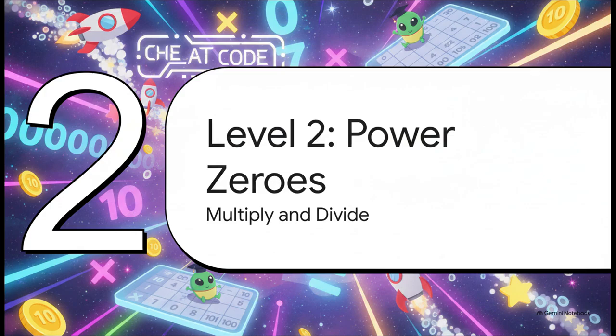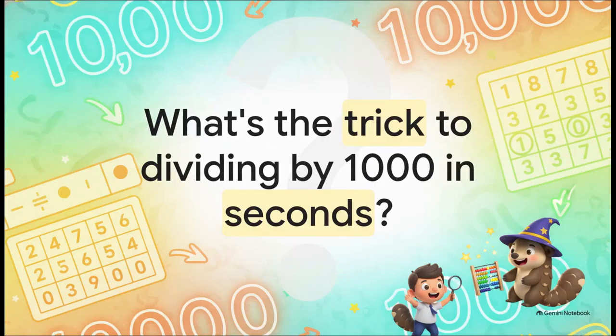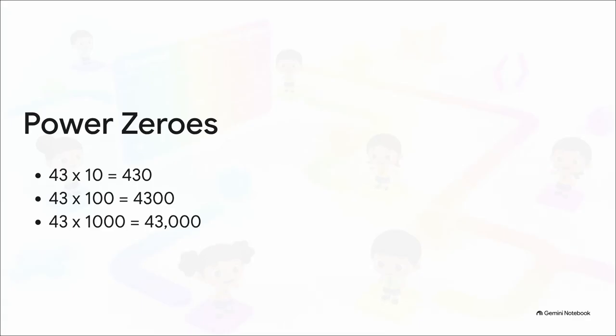Let's multiply and divide. Have you ever found yourself wishing there was some sort of magical shortcut to multiply or divide massive numbers by 1,000 in just a few seconds? Without doing all the tedious long division or stacking numbers up. Well, you're in luck, because there absolutely is, and it works entirely because of the base 10 nature of our number system.